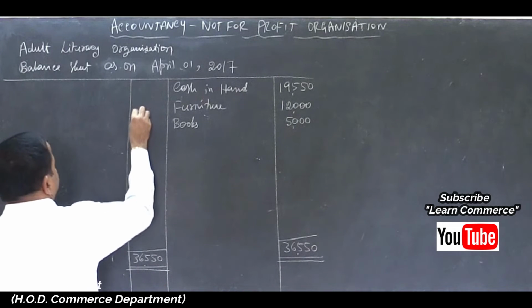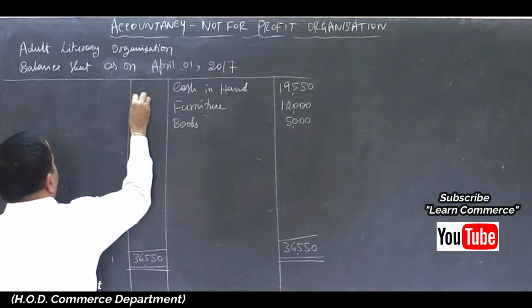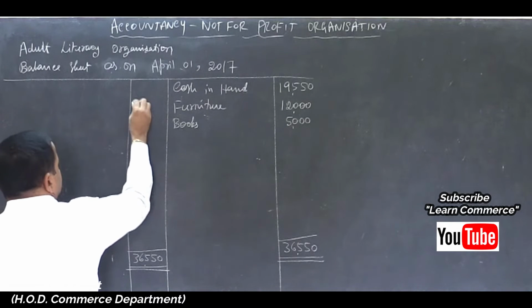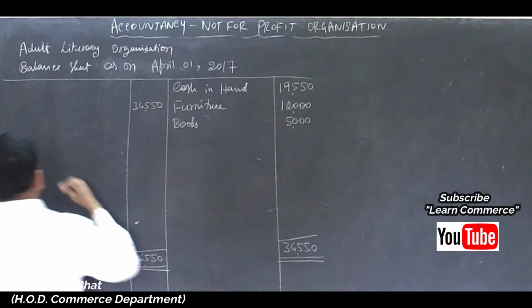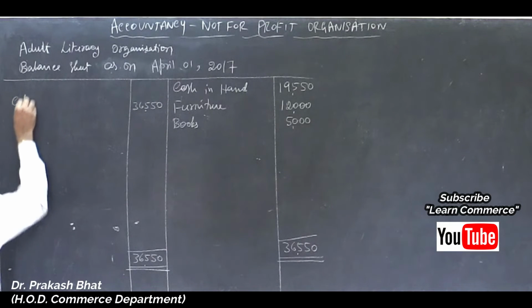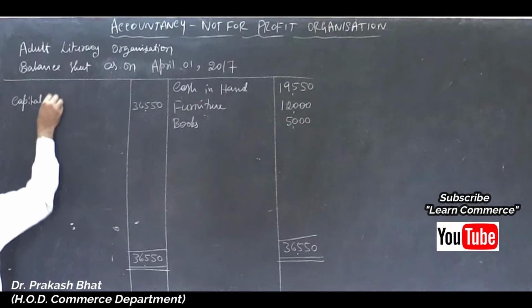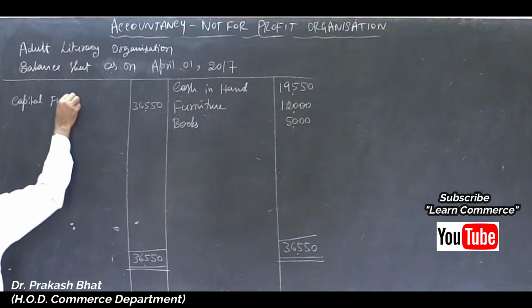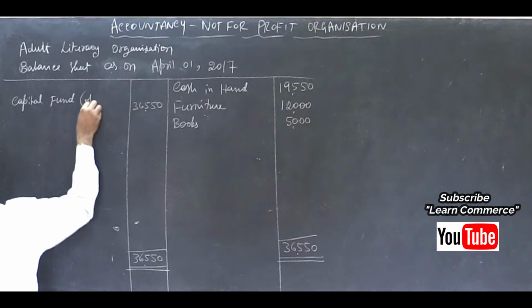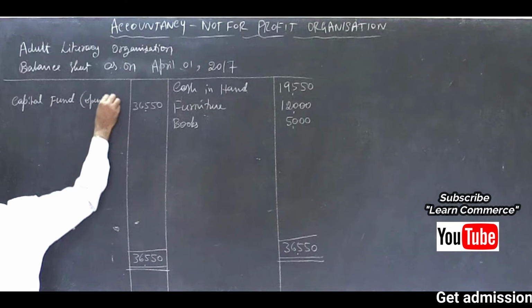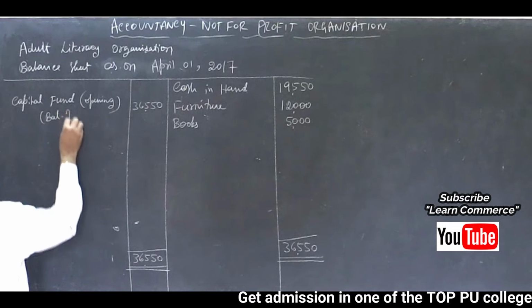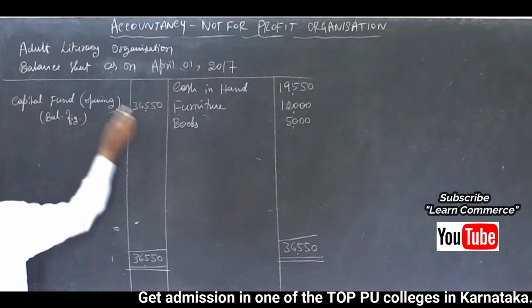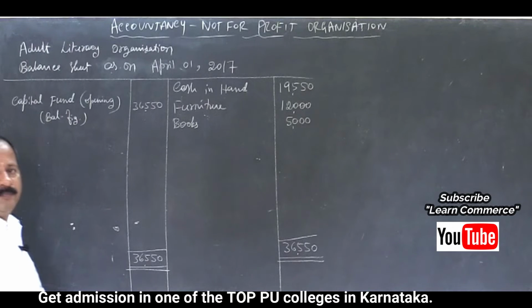Oh, there are no figures here on the left hand side, liability side. So 36,550. This is capital fund. Opening balancing figure. That is what you have to do. Clear?